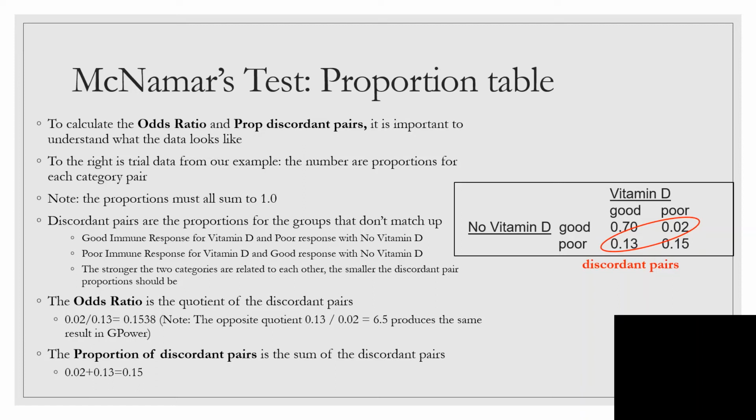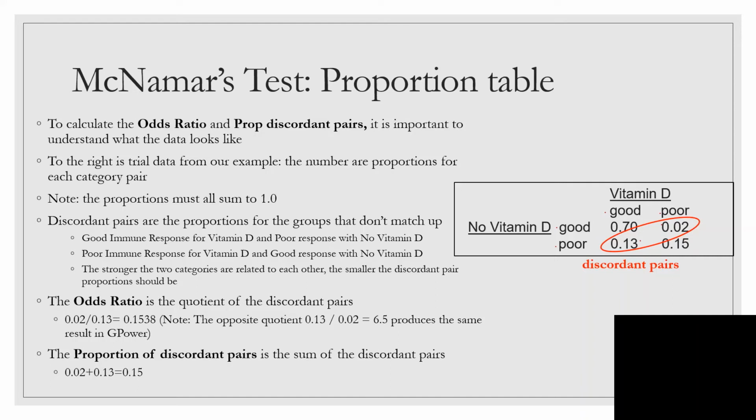So the discordant pairs I've shown here, this pair and this pair, are the proportions for the group that don't match up. So the bottom one here is the good response for vitamin D and poor response for no vitamin D. While this one up here is poor response for vitamin D and good response for no vitamin D. The stronger these two categories are related to each other, the smaller the discordant pair proportions should be. So you see that these two are smaller than the other proportions.